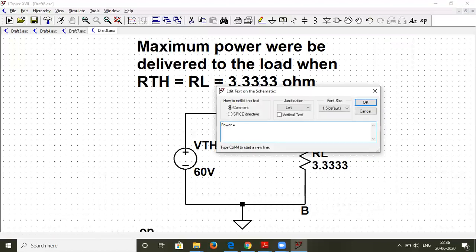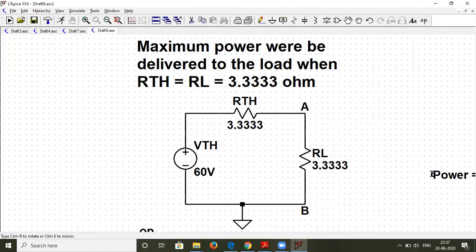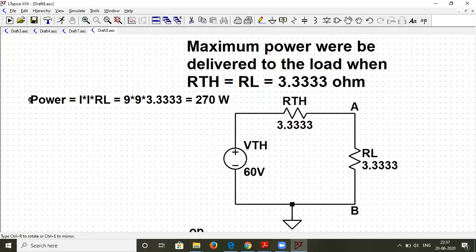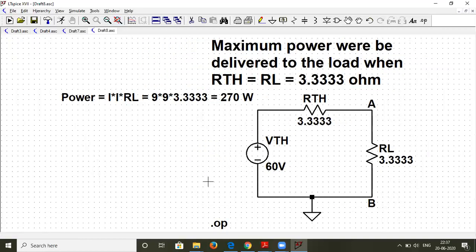The power formula will be given by I square into RL. So basically 9 into 9 into RL, that is 3.3333. If you work it out, 9 multiplied by 9 into 3.3333, it will come out to be nearby about 270 watts. So this is the amount of power which this circuit delivers. So this is by the maximum power transfer theorem.